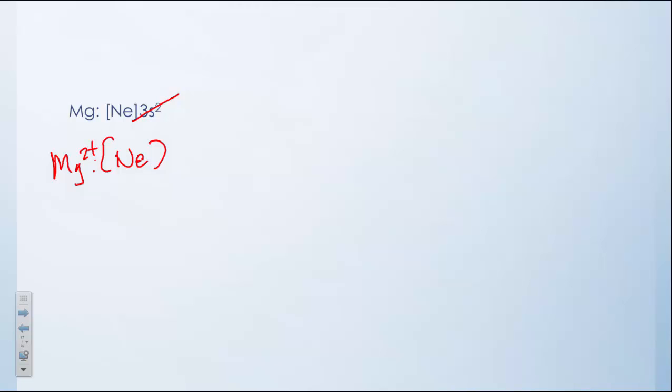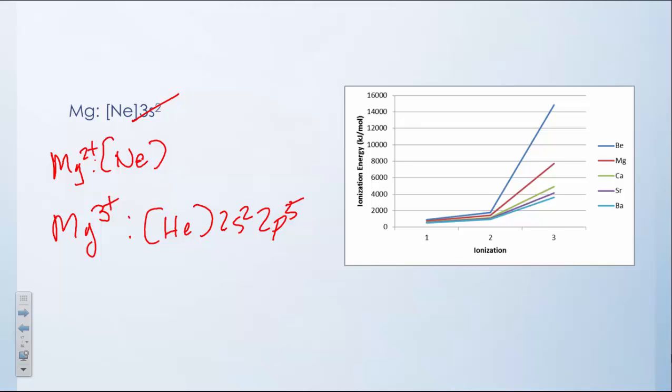If we were to lose any more electrons and try to form, say, for instance, a magnesium 3 plus, well, we've already lost the outermost electrons. Now we'd have to dip into our filled shell and start getting into the 2p. And as we've talked about, that becomes restrictive. That's very costly energetically. And this is the reason why we saw this meteoric rise here for magnesium. Removing that third electron is a lot more costly than removing the second.